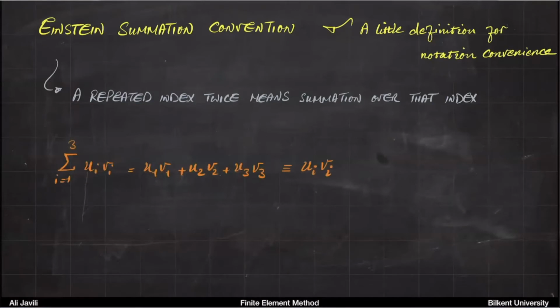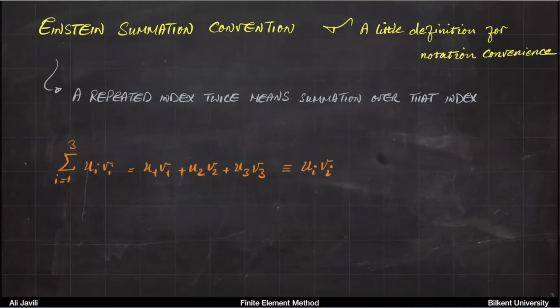So basically, this is what it is. You have this summation here. On the left-hand side, you would say a summation over i from 1 to 3, u_i v_i. And that means u1 v1 plus u2 v2 plus u3 v3. So according to this Einstein summation convention, you can just write it like this. You do not need to write this summation anymore, because i is repeated twice, it means a summation over that index. It is as simple as that, but it helps us to ditch this summation, and then everything looks nicer.